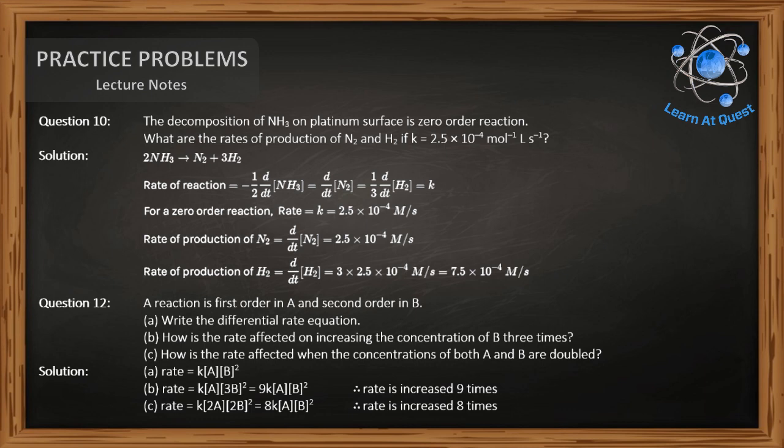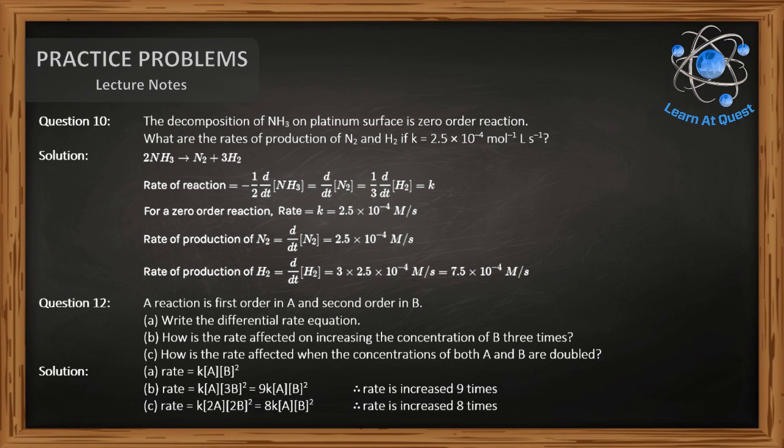In the first statement, it's given that the rate of the reaction is first order with respect to A and second order with respect to B. Hence, the exponent of the concentration of A in the rate equation will be 1, and the exponent of concentration of B in the rate equation will be 2. We can write rate equals K, concentration of A raised to 1, concentration of B whole square, which is the first subpart. In the second subpart, concentration of B is increased 3 times.